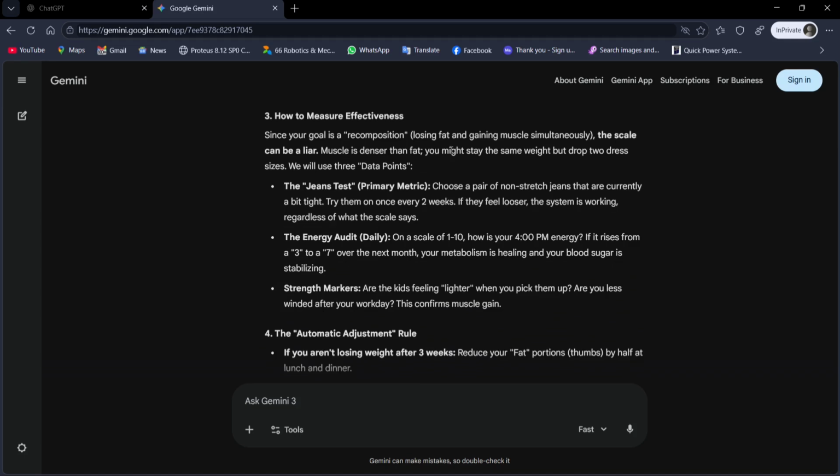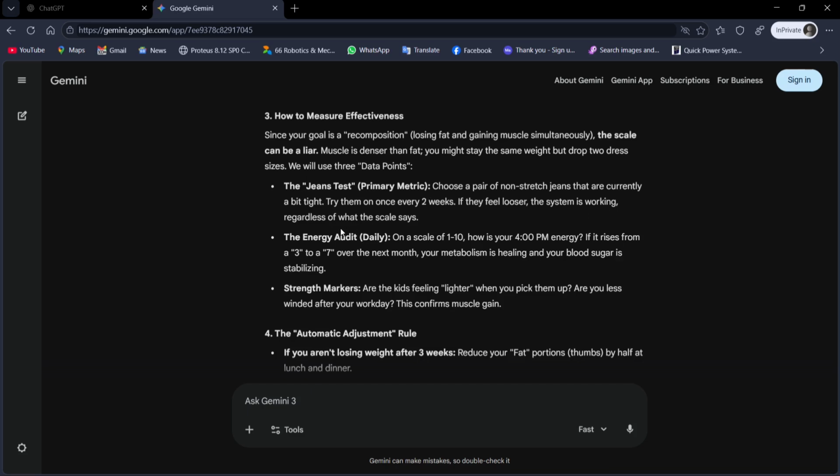Muscle is denser than fat. You may stay the same weight but drop 2 dress sizes. We will use 3 data points. The jeans test. Choose a pair of non-stretch jeans that are currently a bit tight. Try them on once every 2 weeks. If they feel loose, the system is working, regardless of what the scale says.